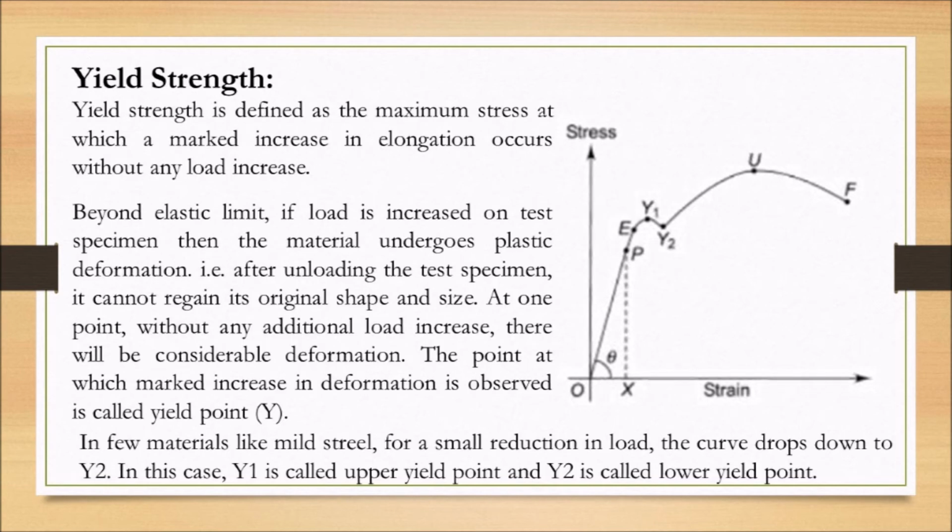Next property is yield strength. Yield strength is defined as the maximum stress at which there will be a marked increase in elongation without any load increase. That is, even at constant loading, there will be considerable elongation. The point is called the yield point. As discussed earlier, a few materials will have upper and lower yield points, but for many of the materials, there will not be any upper and lower yield points that we can differentiate.